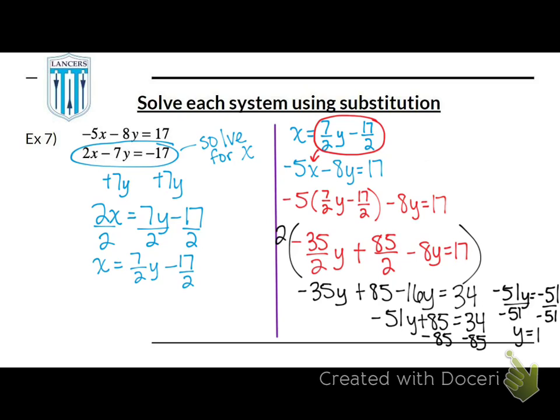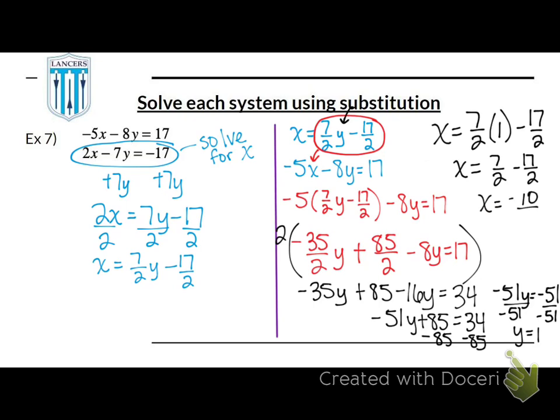When we plug that 1 back in up here for y, x equals 7 over 2 times 1 minus 17 over 2. Multiplying by 1 doesn't change it. When you have a common denominator, you just have to subtract your numerators. 7 minus 17 is negative 10. Negative 10 divided by 2 is negative 5. So even though some of the work was a little ugly, the answer came out looking okay. We will do the rest of the examples from these notes on Monday.